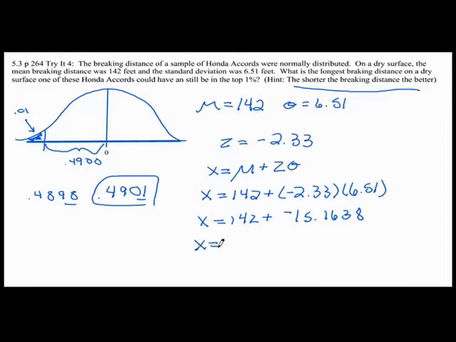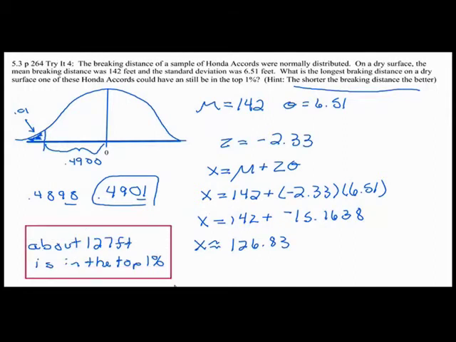And so when you combine those, you end up with about 126.83. To interpret that, we'd say that about 127 feet is in the top 1%. It'll probably be multiple choice or something like that, given the rounding.